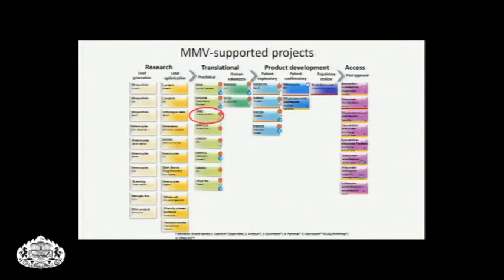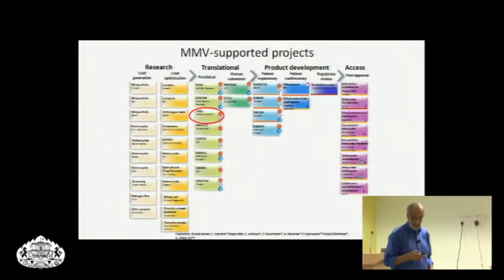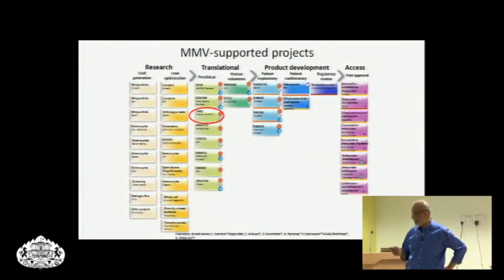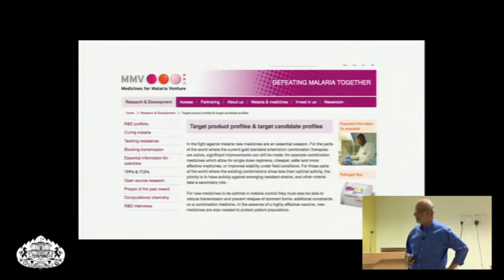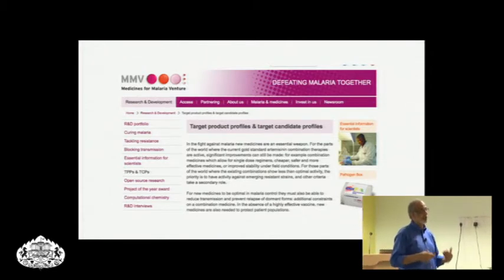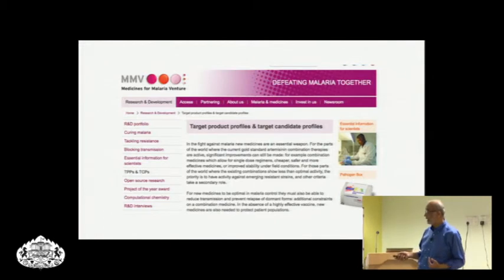So among these is a compound called PA92. And if you can read very small letters over there, it says Drexel, that's where I'm based. We delivered this as a translational or preclinical candidate for antimalarial. There are also other drugs in this part. So just to tell you what is required of the new antimalarials that are being developed: what are the target product profiles and target candidate profiles for antimalarials according to MMV.